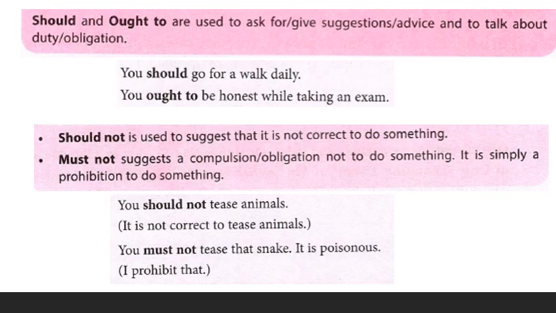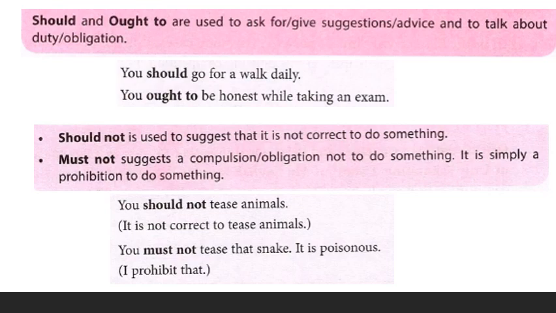Okay. Now coming to the next modal verb, should not. Should not is used to suggest that it is not correct to do something. Must not suggests a compulsion, an obligation not to do something. It is simply a prohibition to do something. So how do should not and must not differ from each other? If you look at the examples, you will understand better.